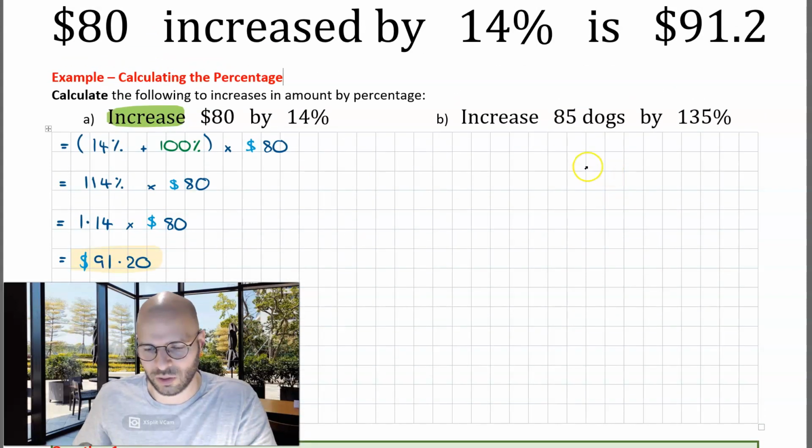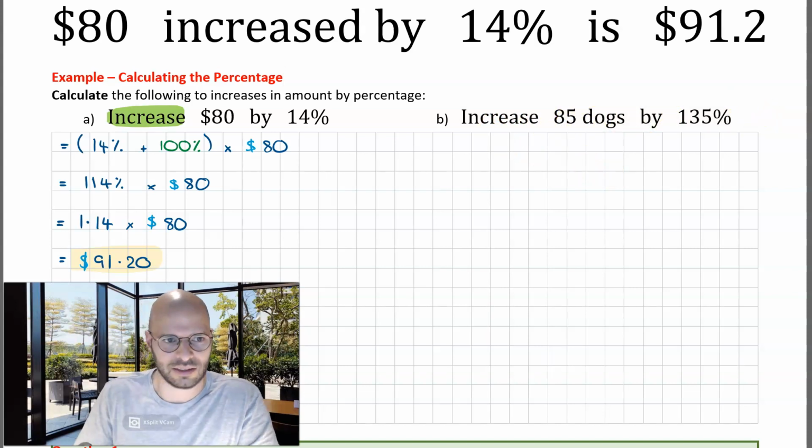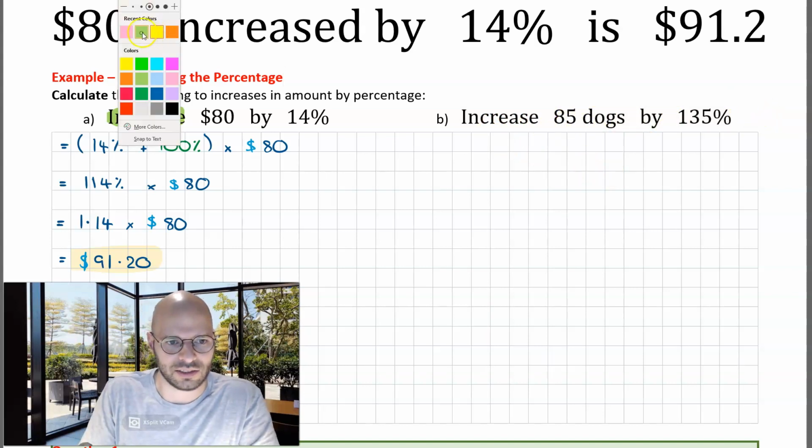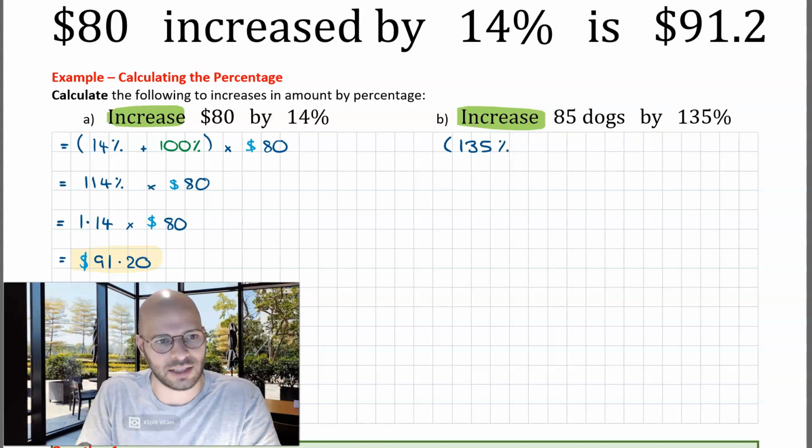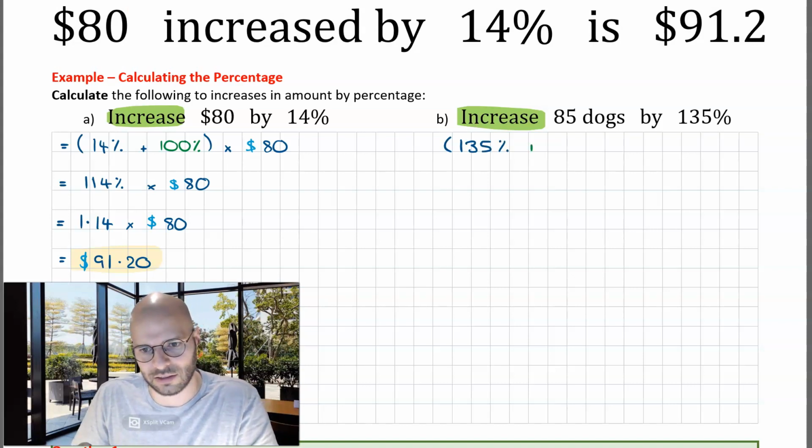Alright, next one. Let's say we want to increase 85 dogs by 135%. Key word here is increase. This of course means that we're going to start off with our 135% and then we're going to add 100% to it because we're increasing. Next, we're going to multiply that by 85 dogs.